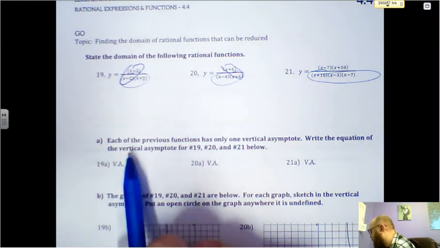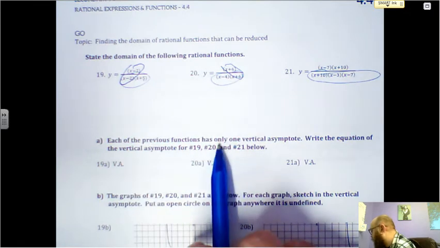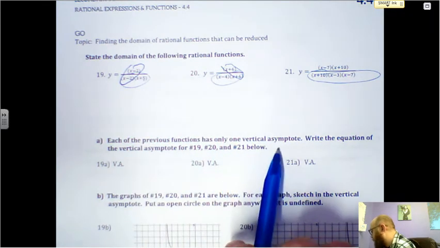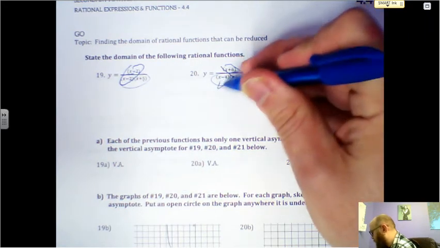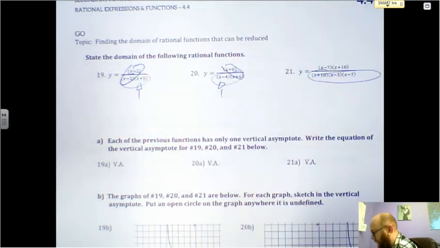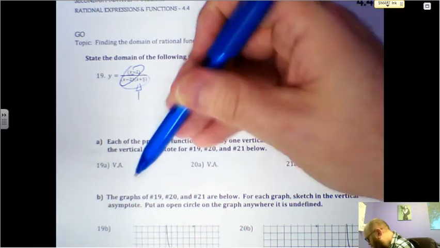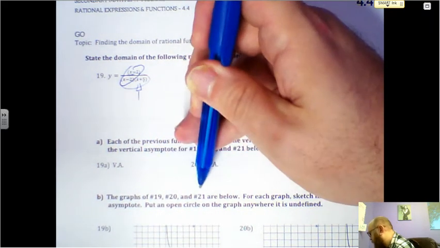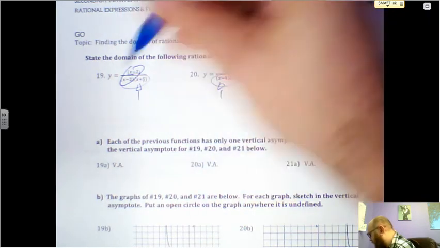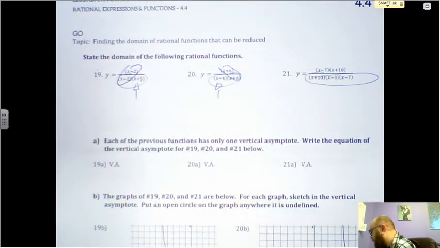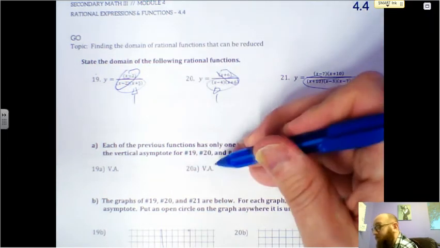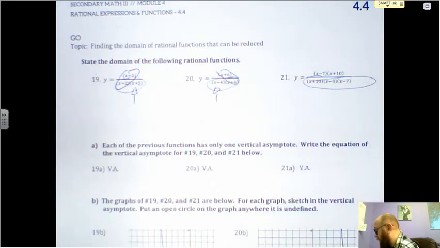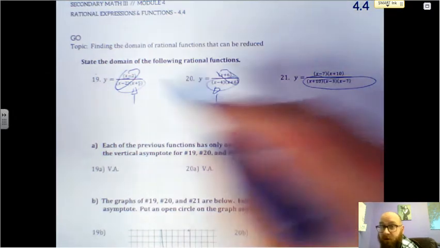It says for each of the previous functions that has only one vertical asymptote, write the equation of that vertical asymptote. So figure out which one has the vertical asymptote, write it as an equation, x equals. And then finally, 19, 20, and 21 are graphed here. So these functions are being graphed here. So given that we know holes in the domain, given that we know what the vertical asymptotes are, pair each graph to the appropriate function.